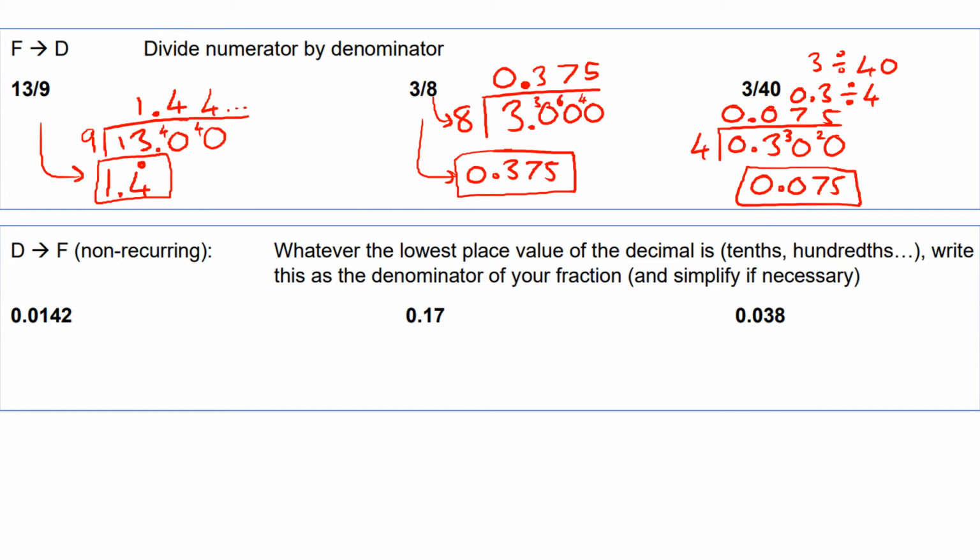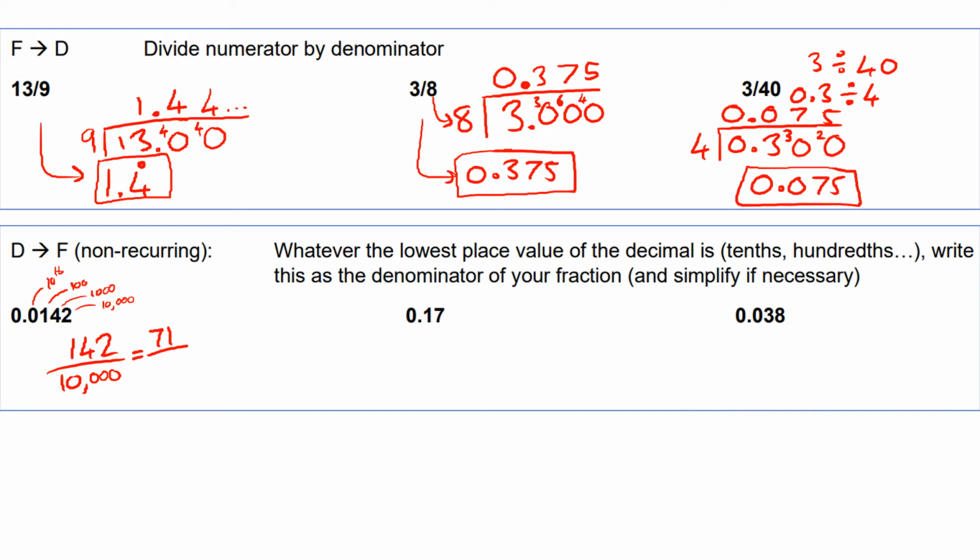And lastly, decimals to fractions are actually reasonably straightforward. Whatever your lowest place value is, that's the denominator of your fraction, and then simplify it. So we've got here 0.0142. So if we think about place value, that's tenths, that's hundredths, that's thousandths, and that's 10,000ths. So if we write this as a fraction, it should be over 10,000, because that's the lowest place value it's actually got. Can we simplify that?